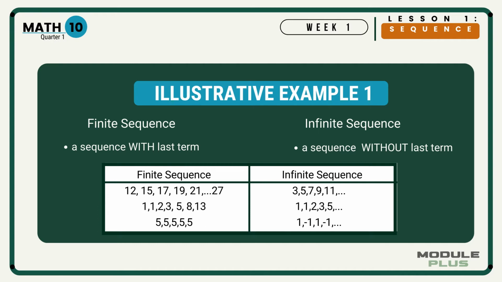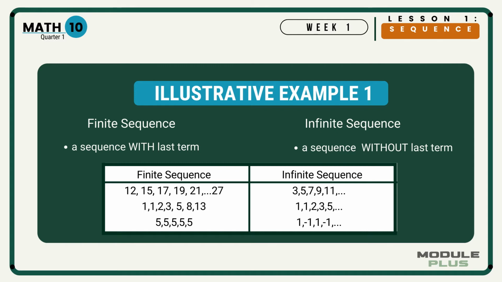In the finite sequence, we have 12, 15, 17, 19, 21, up to 27. The next example is 1, 1, 2, 3, 5, 8, and 13. And the last example of the finite sequence is 5, 5, 5, 5, and 5. All of them have a last term. In the first example, we have 27. In the second, we have 13. In the last and third example, we still have 5.